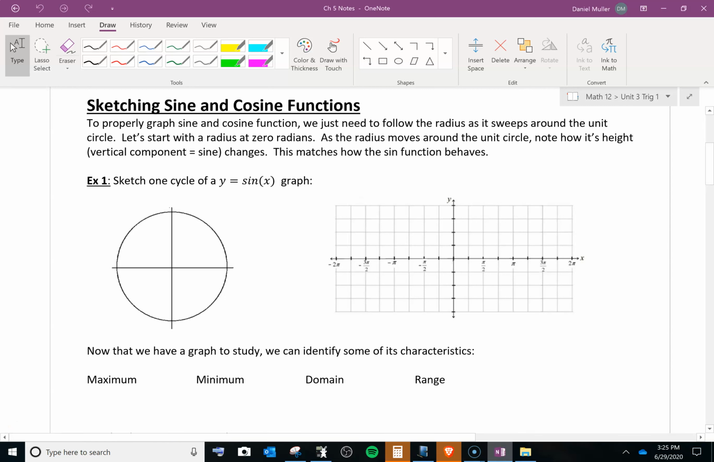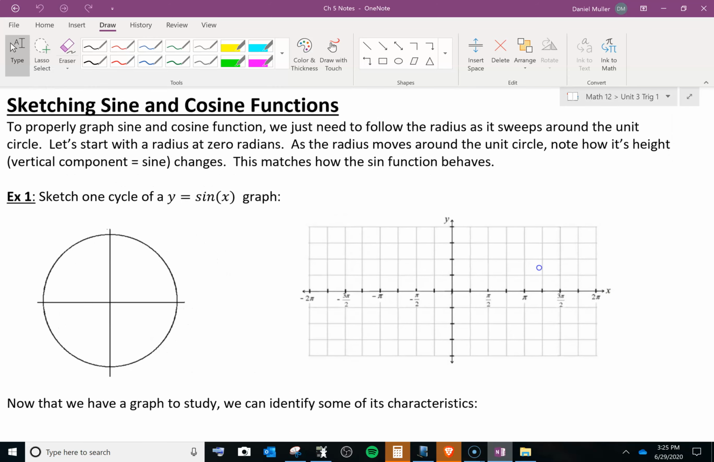All right, we're now looking at sketching sine and cosine. In the unit after this, we're going to be looking at how to take these sine and cosine graphs and transform them. So we have to go all the way back to when we learned transformations, because we're going to be doing it all over again. But we can't do those until we have a good understanding of how to graph sine and cosine. And it's relatively straightforward if you know what to look for.